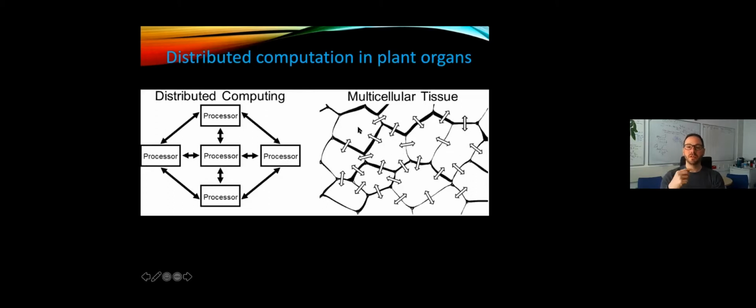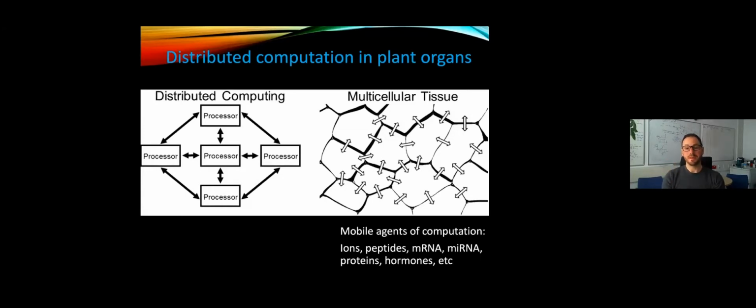Within each individual cell, you're running a computer program, a genetic program, and the genetic program is performing an operation: it's receiving inputs, executing a program, and generating an output. In the case of the outputs, these are mobile agents, and we know of many of them in plants. In plants, the mobile agents of computation include ions, peptides, mRNAs that move from cell to cell, microRNAs, proteins, hormones, etc. And they're moving either through plasmodesmata, through transporters, or through the apoplast.